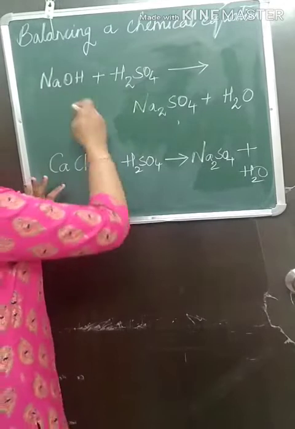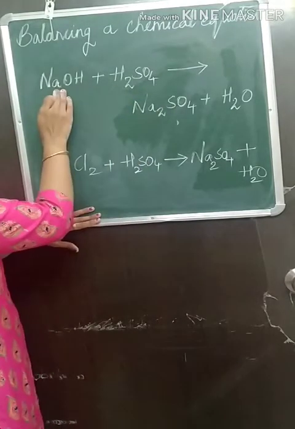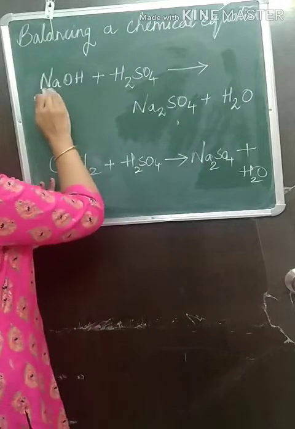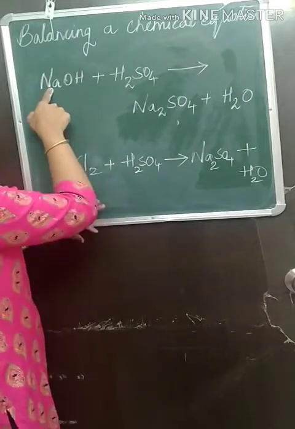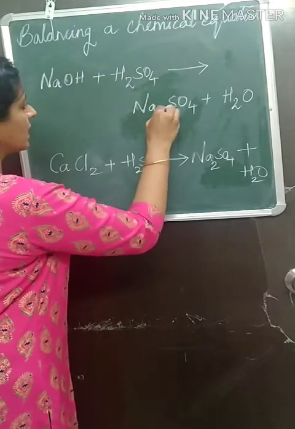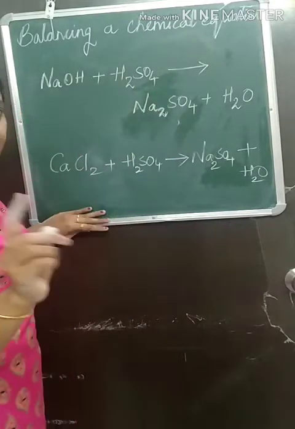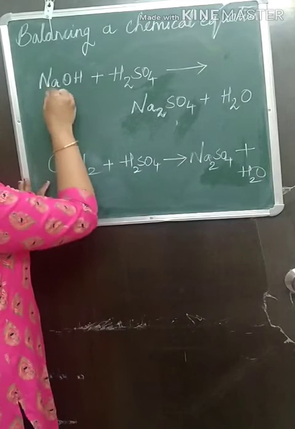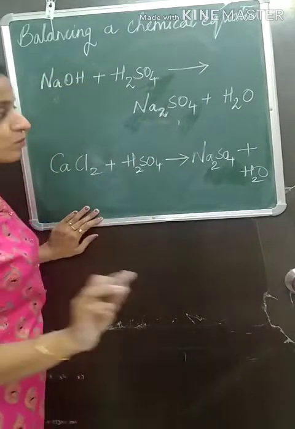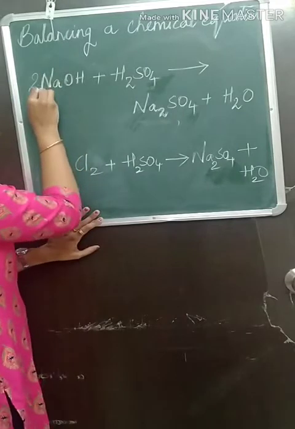So let's start. Now here in this metal, sodium hydroxide and H2SO4, sulfuric acid. So sodium is a metal, Na. See the number of atoms. This is sodium sulfate, Na2. We'll start with metal. Here Na, how many? 1 atom. Here you have Na, 2 atoms. So 2, we will write 2 here.